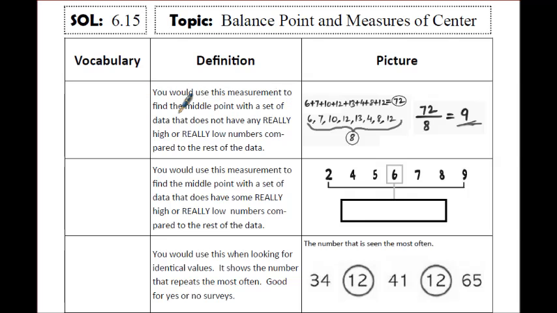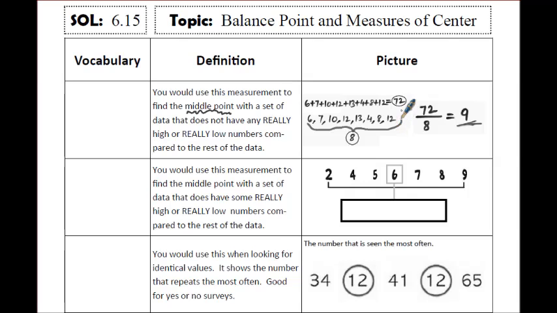You would use this measurement to find the middle point. That's really important. The middle point with a set of data that does not have any really high or really low numbers compared to the rest of the data. And the really high, really low, that's a different way of saying outliers. So I want to find the number that's in the middle.